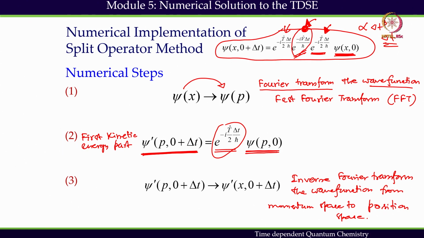Here we have converted from the first step, we have converted from position or real space to momentum space. But here we are doing the inverse of the Fourier transform, and the inverse Fourier transform can also be done with the help of the same fast Fourier transform algorithm, which is called IFFT, the inverse Fourier transform algorithm, can be used.